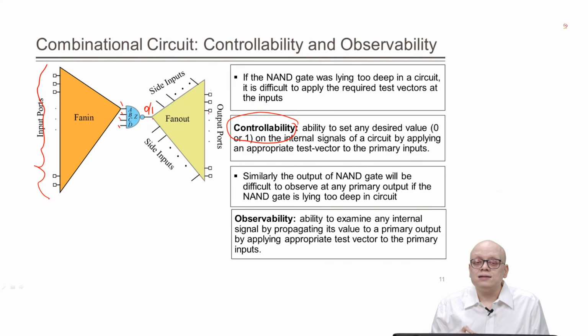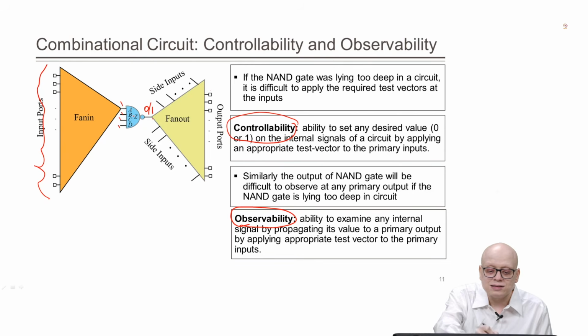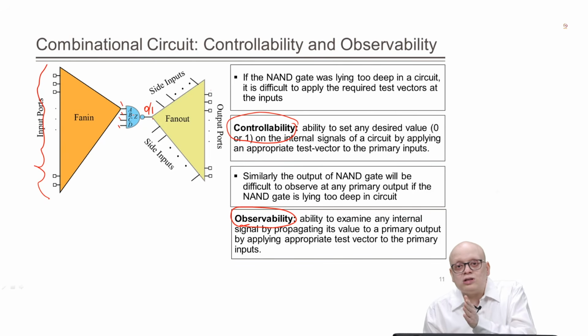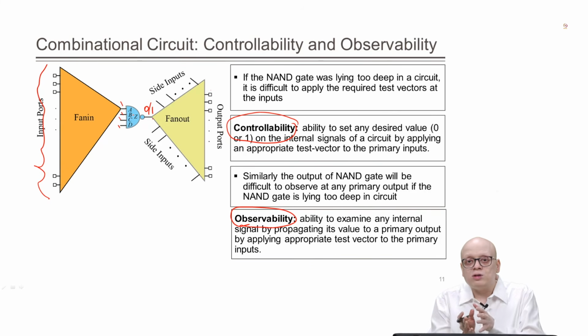So, this ability to examine any internal signal by propagating its value to a primary output by applying a test pattern at the input is known as the observability, right. For example, if this NAND gate was sitting very close to the output port, its observability would have been higher, but if it is away from the output port, its observability is inferior.